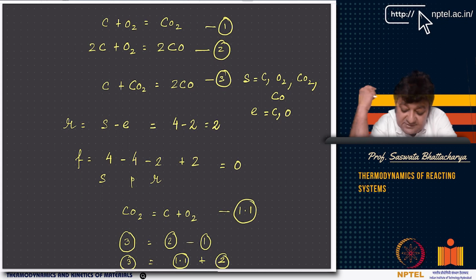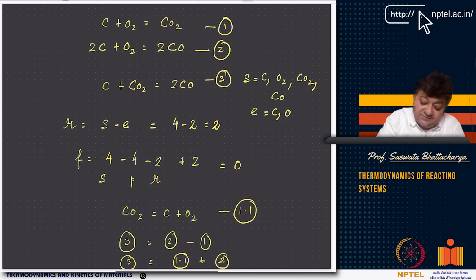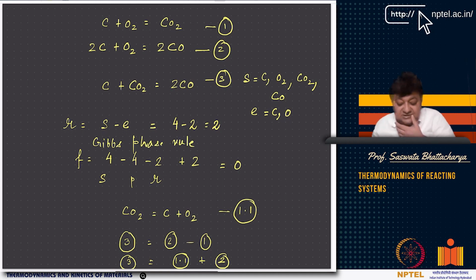Similarly, if I look at the degrees of freedom based on Gibbs phase rule, again in terms of species, you have 4 species, 2 reactions, 4 phases, and you have plus 2, because it is a gas. You have to use plus 2. So basically it becomes 4 minus 4 minus 2 plus 2, which is equal to 0. So degrees of freedom becomes 0 when you take exactly the independent reactions, right?